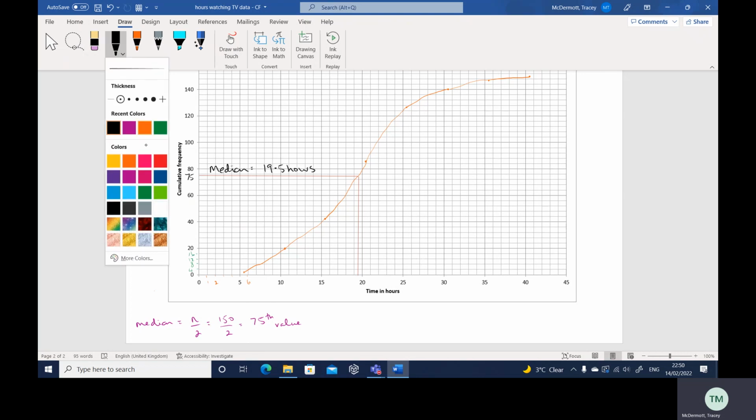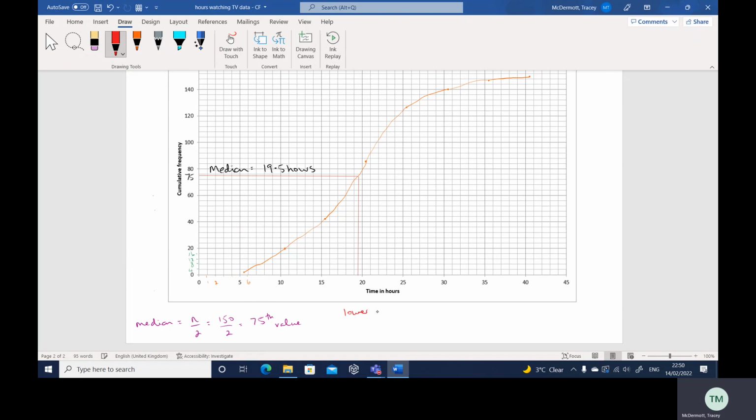If we look now for our interquartile range, we're going to have to find our lower quartile and our upper quartile. So the lower quartile, or Q1 as we've been calling it, is going to be n divided by 4. It's divided by 4 this time because we're talking about quartiles, which breaks your information into quarters. So we had 150 people. If we divide that by 4, we're going to get 37.5. So we're looking for the 37.5 value.